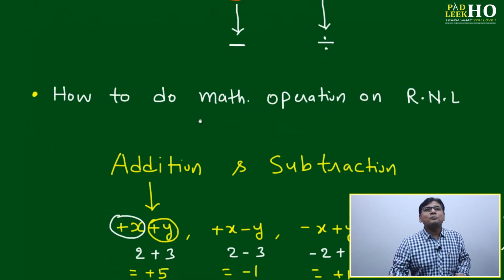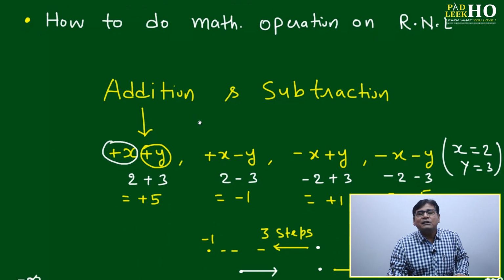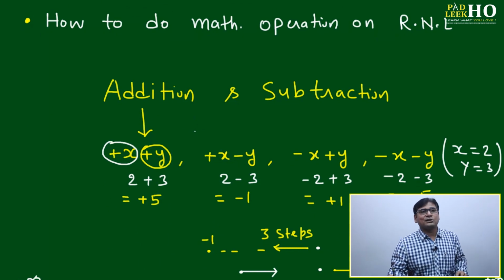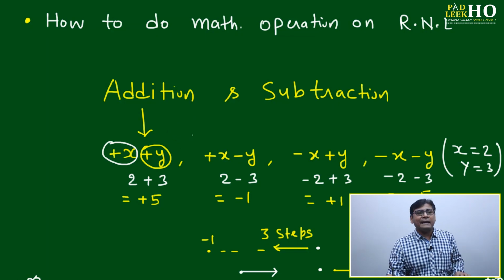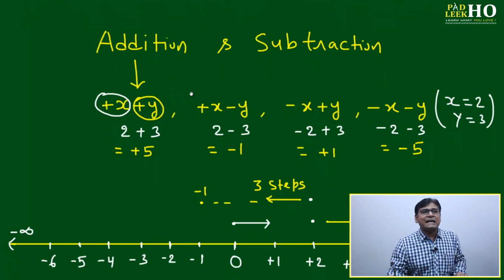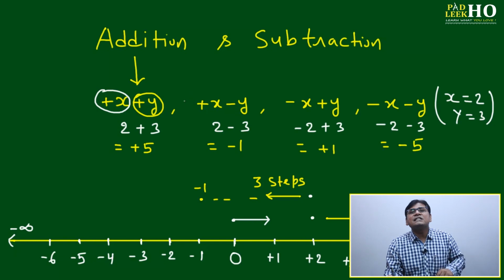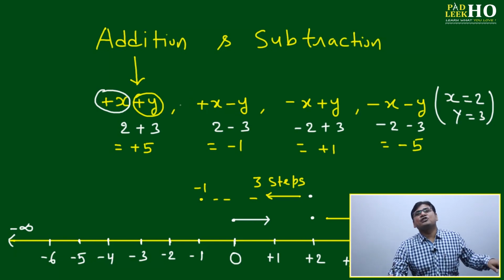Then how to do mathematical operations on the real number line, that today we'll try to understand. Addition and subtraction: if you are taking two numbers x and y, and the mathematical sign of x and y is changing, then based on the change of mathematical sign, it will become addition or subtraction.